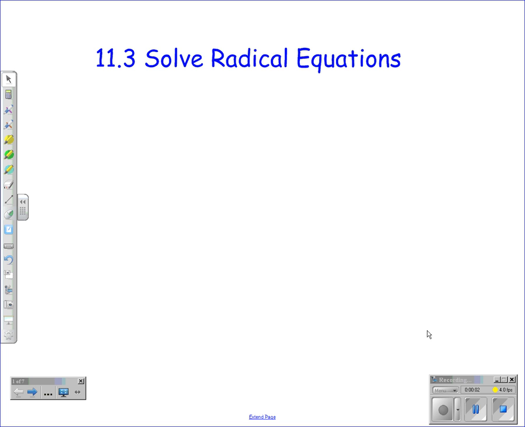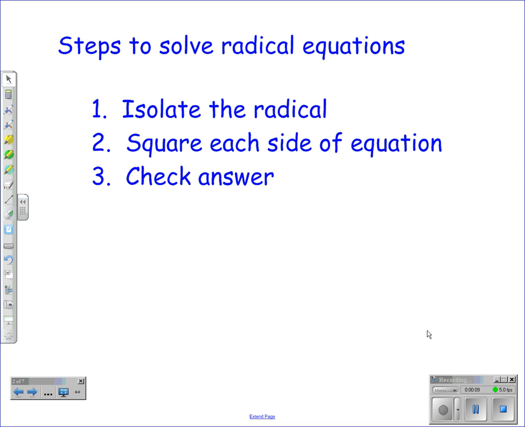Today we're working on section 11.3, which is to solve radical equations. The steps to solve radical equations: the first is to isolate your radical on one side of the equal sign. Then we are going to square each side of the equation. And finally, we are going to check our answer. You need to do this on each and every problem.